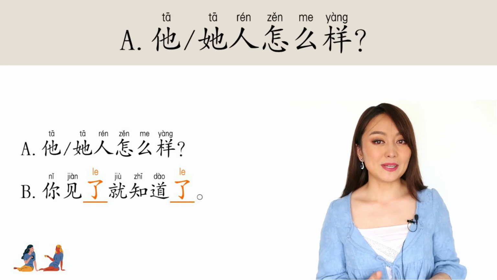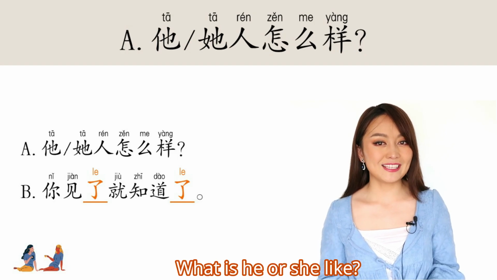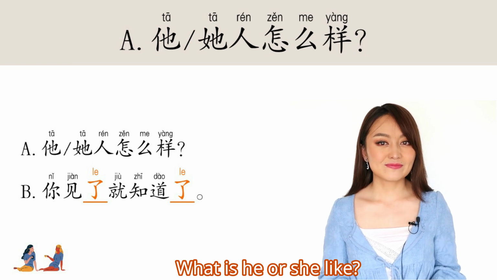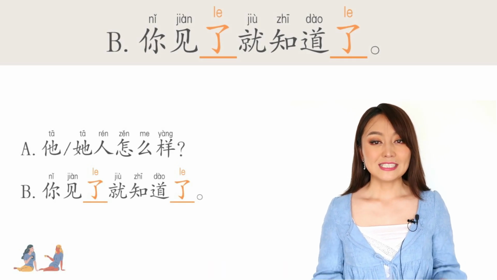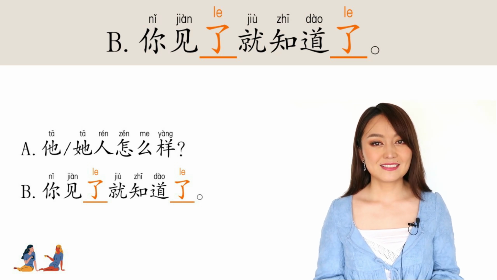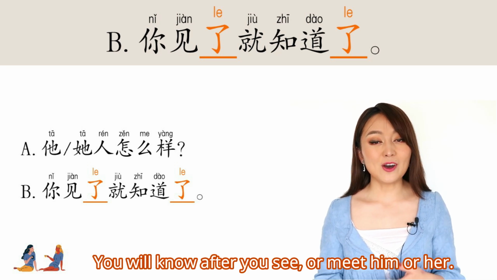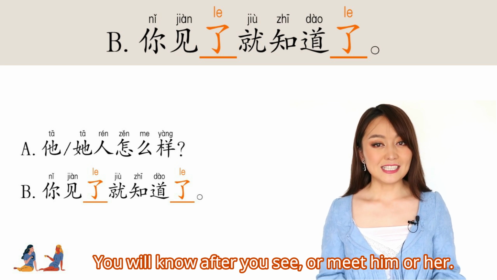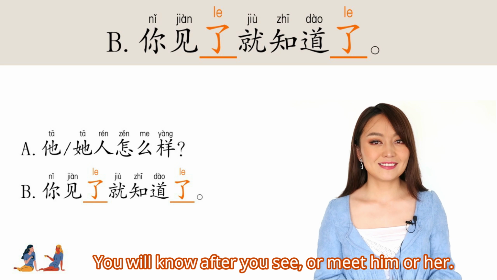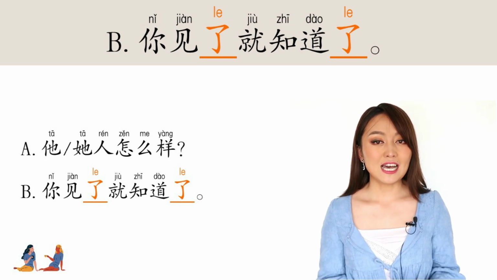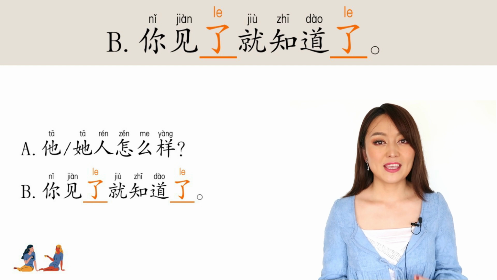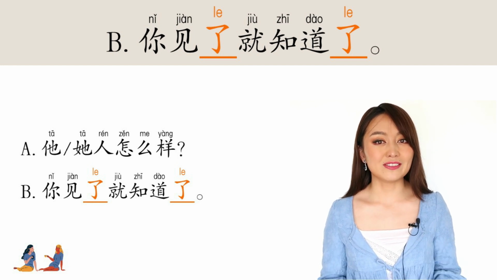Your friend arranged a blind date for you, and you are asking your friend to tell you something about the person you're going to meet. So you ask, 他人怎么样? What is he or she like? And your friend answers, 你见了就知道了. You will know after you see or meet him or her. You see here we put 了 after 见, to meet, and after 知道, to know.